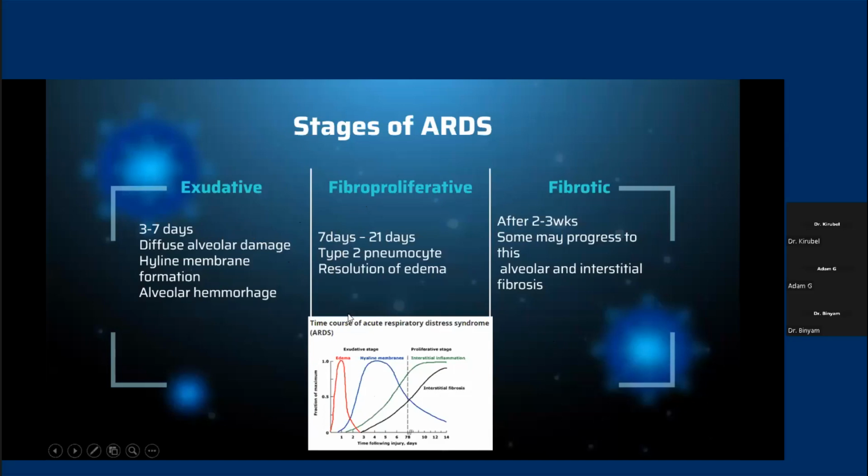The fibroproliferative phase usually lasts 7 days up to 21 days, and as we discussed previously, type 2 pneumocytes will start to generate type 1 cells, surfactants, and such. So the edema will decrease gradually. At the end, there's a fibrotic stage of ARDS. Not all patients of ARDS will go to the fibrotic phase. Some of the patients will progress to this phase, commonly after 2 to 3 weeks. Then the patient will end up having alveolar and interstitial fibrosis.